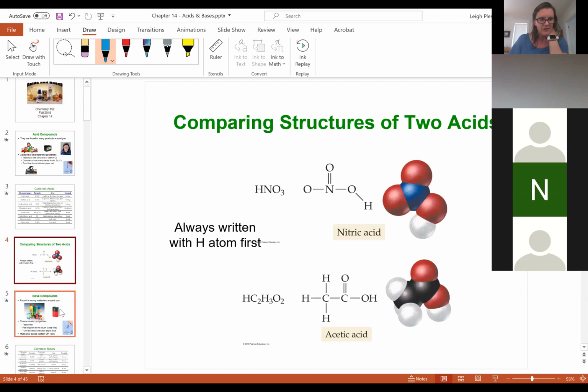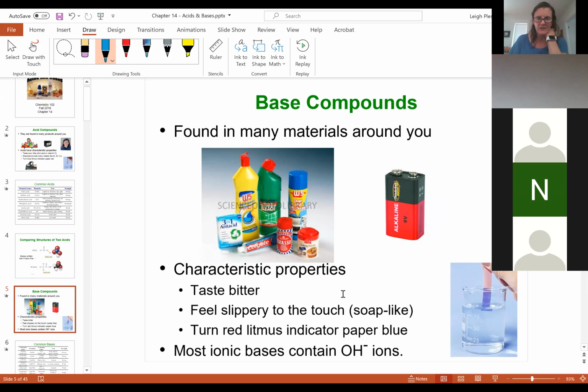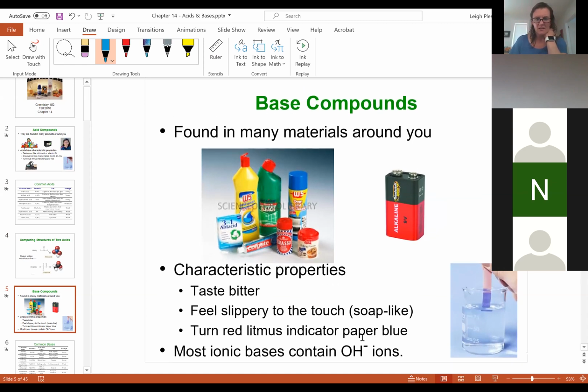There are some structures of acids. Bases are less common, I think, in our everyday lives. They taste bitter. They're slippery. The most common bases that I think of are a cleaner, which is a really strong one, antacid tablets, and ammonia. And most bases contain hydroxide.